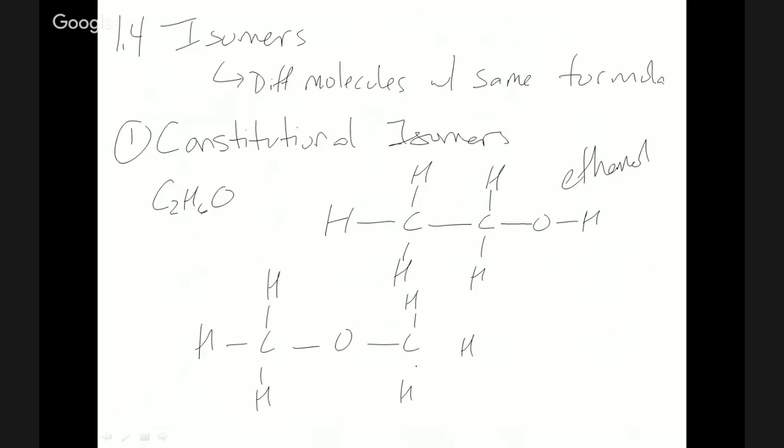Is this a legitimate structure? Yes, it is. Where are the lone pairs? If you go through here and calculate the valence electrons and everything, you should come up with these. This is called an ether. We're going to get into functional groups and different names of things. This is called an alcohol. Ethanol is a type of alcohol.